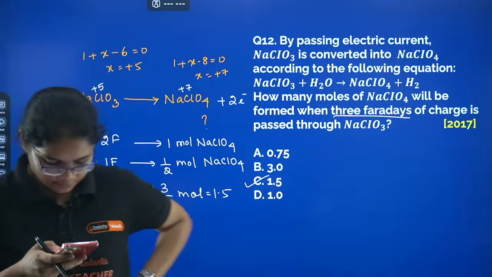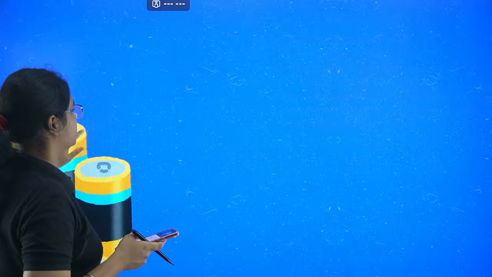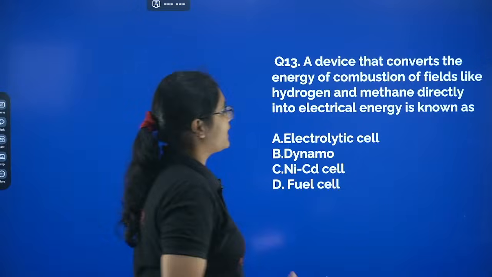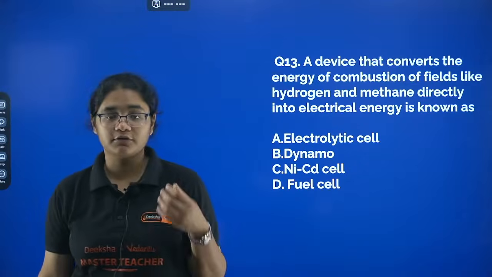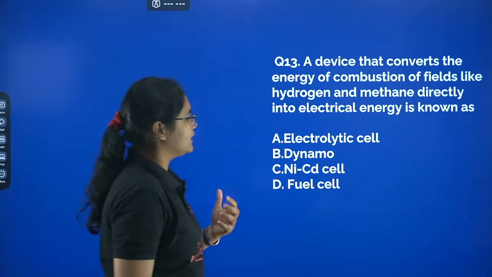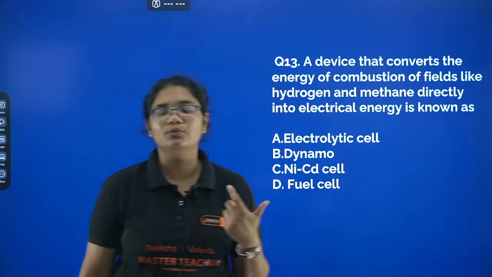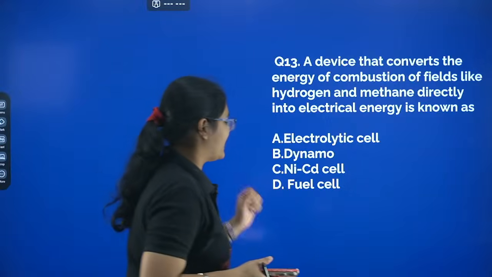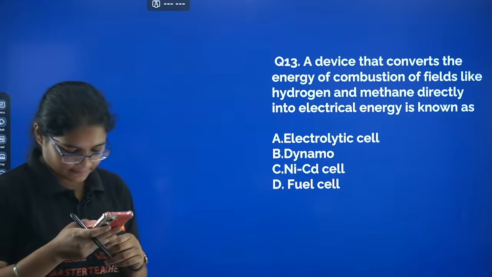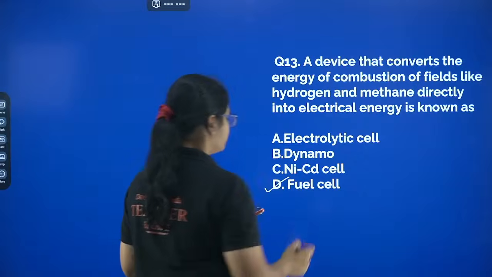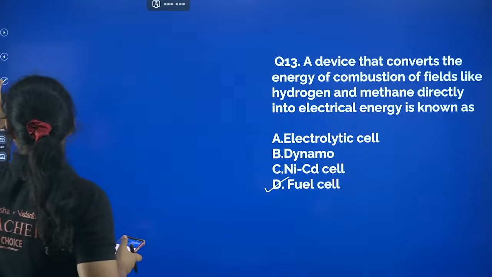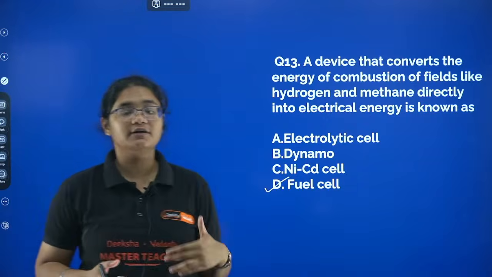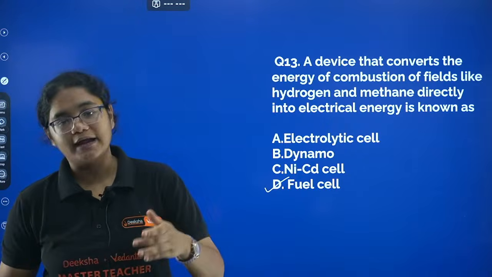Okay, Madhavi, no problem. Okay, let's move to the next question, that is from the topic batteries. So a very simple question. A device that converts the energy of combustion of fuels like hydrogen and methane directly into electrical energy is known as. This is very easy question. All of you should be able to answer. Electrolytic cell, dynamo, nickel cadmium cell or fuel cell. 13D, absolutely correct. Fuel cell is the one which we use for what? Fuel cells are those cells which convert the combustion energy to electrical energy.